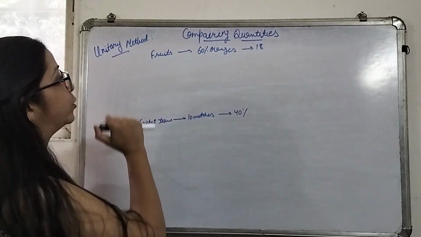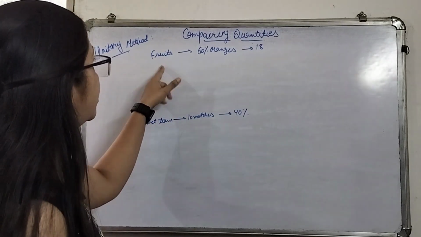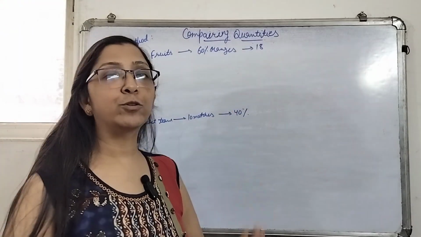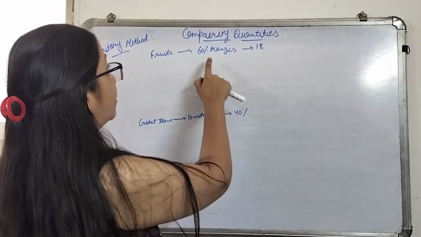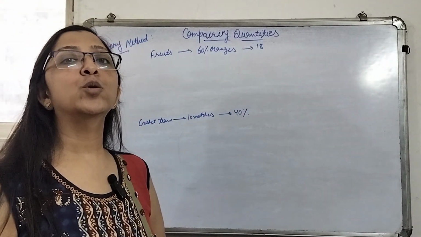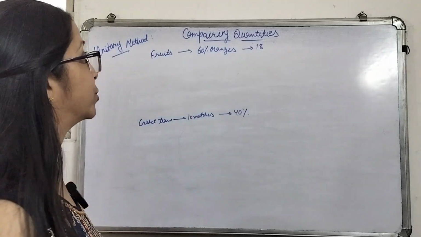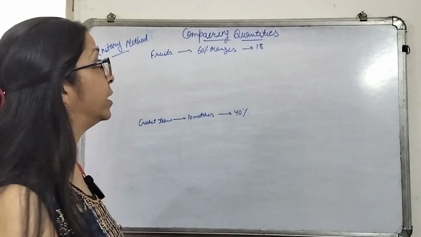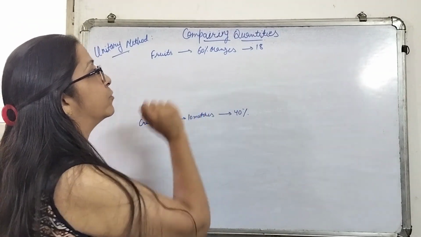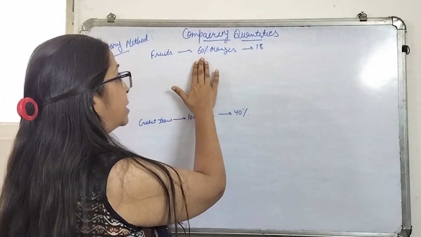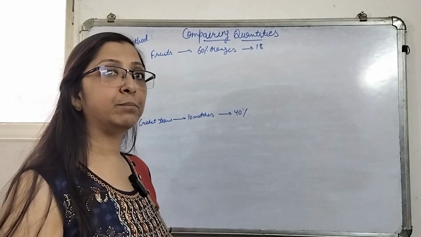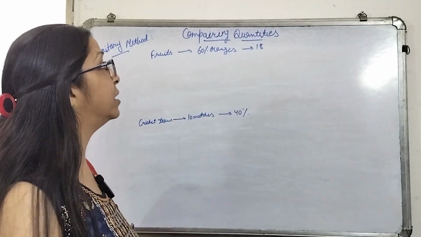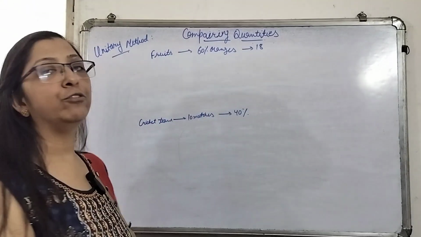Now let's see how we can use this concept. Out of the total fruits, 60% fruits are oranges, and the number of oranges is 18. So what will be the total number of fruits? Over here, 60% is 18. That means in numbers, 18 is the number of oranges and in percentage it is 60%.